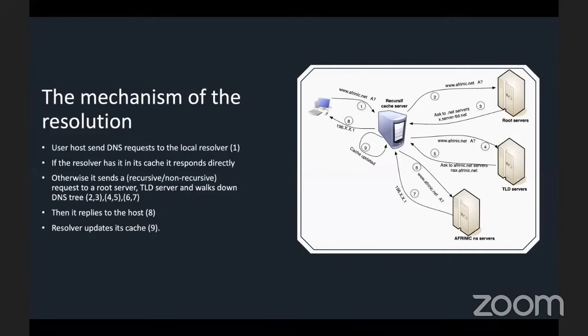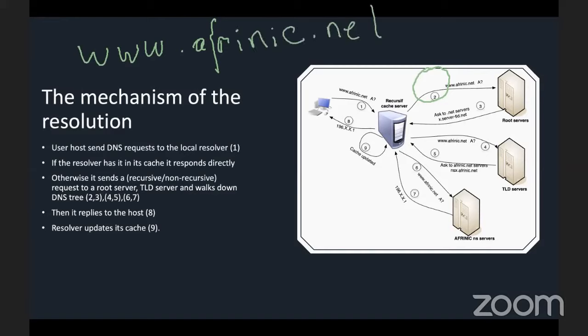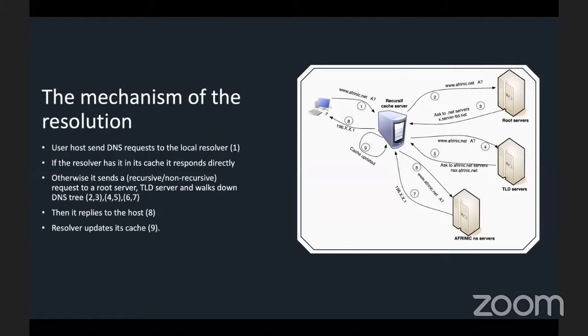Otherwise, it sends a recursive or non-recursive request to a root server. This is step two, okay? In that example, we want to reach www.afrinic.net. So it sends the request to a root server, in that case the nearest root server. Then the nearest root server will give it the address of the .net name server. This is step three. And then our recursive server will send the request to a .net server, step four.